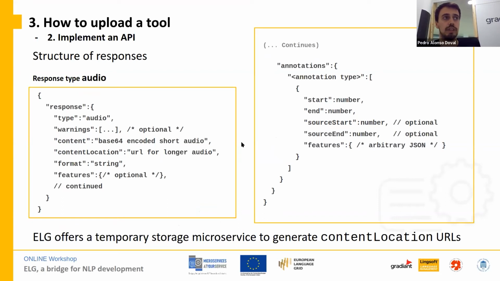This is an example of the audio response, where the most important difference with the text response is that the ELG offers a microservice to store images or audio. So it's important for developers to know it, to use it and benefit from this. So we can put in the content location field the URL of where it is located, to find it.